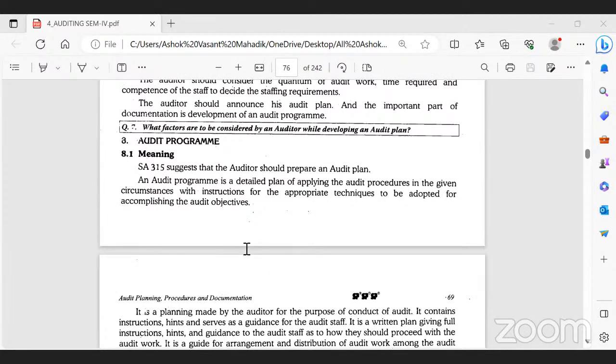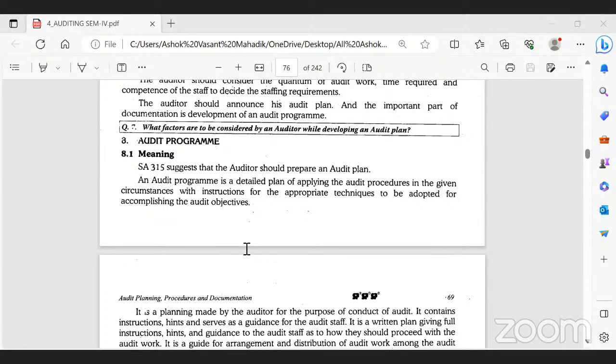This is important: audit program. I told you what is an audit plan. When you give a time schedule to a plan, it becomes an audit program. For example, you plan to visit any fort. That's the overall plan, that I want to go to this place.